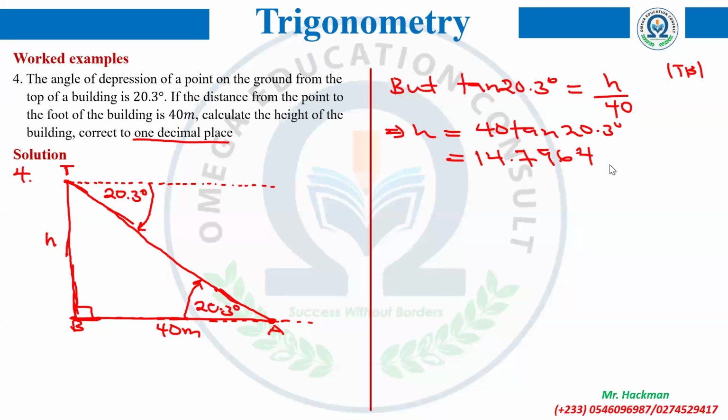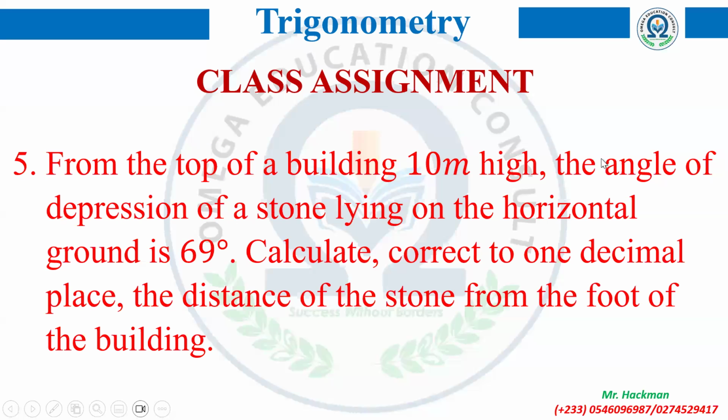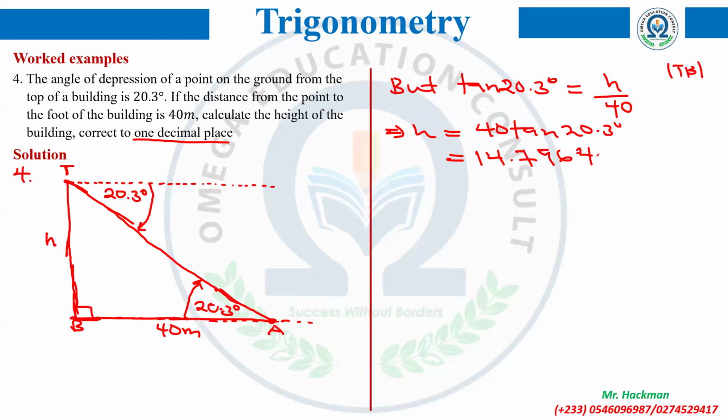Forgive me. So we don't forget our units, which will be meters. Then also you don't forget your approximation. Remember, we took this one to 4 dp. Anytime you approximate, never forget to indicate your approximation.